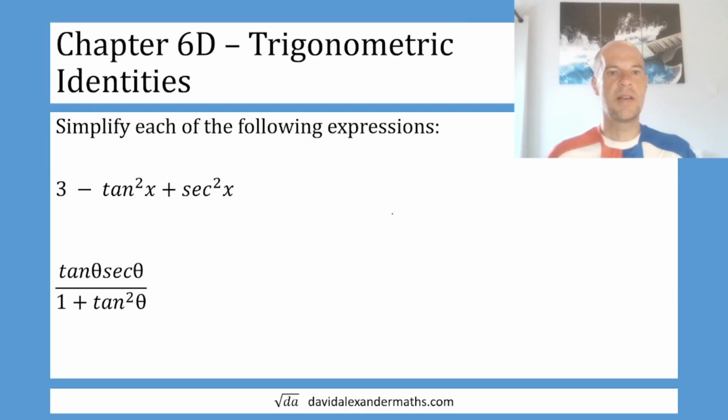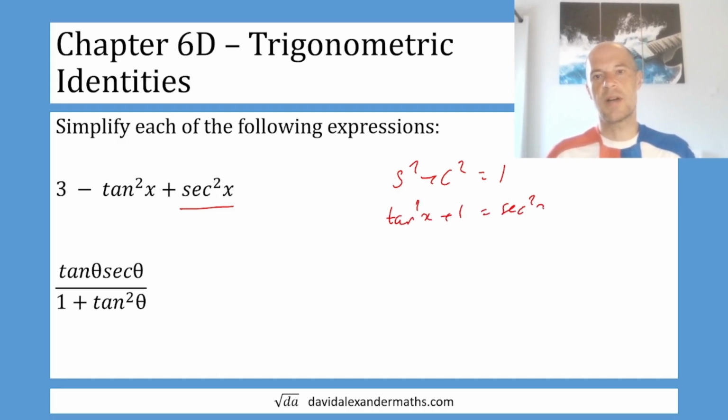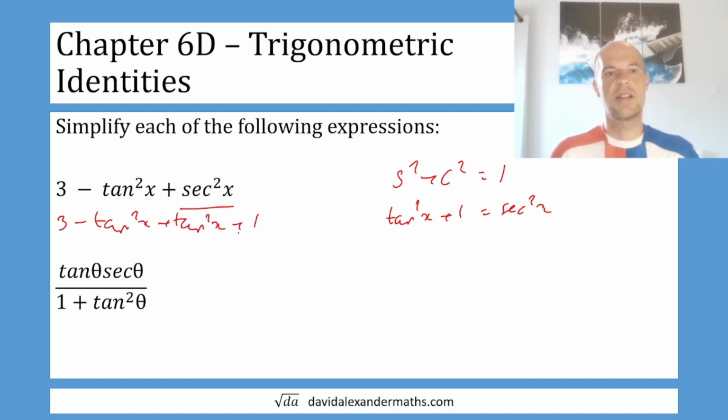Okay, 2 more here. Again, I'm going to play around with the sec squared x. So sine squared plus cos squared equals 1. For the tan squared, I'm dividing through by cos squared, so that is tan squared x plus 1 equals sec squared x. So that will be 3 take away tan squared x plus tan squared x plus 1, and the tan squareds will cancel. 3 plus 1 is 4.